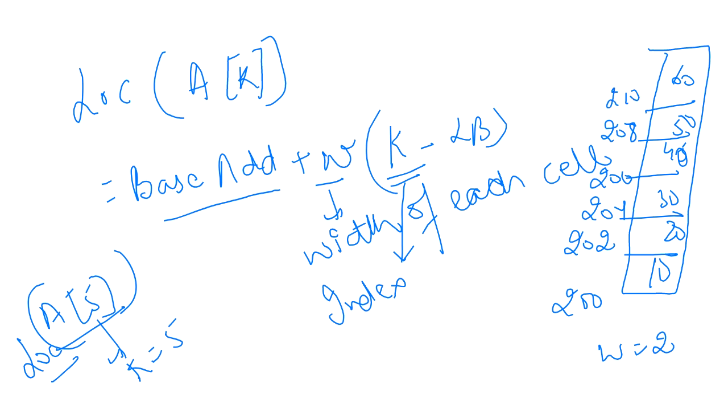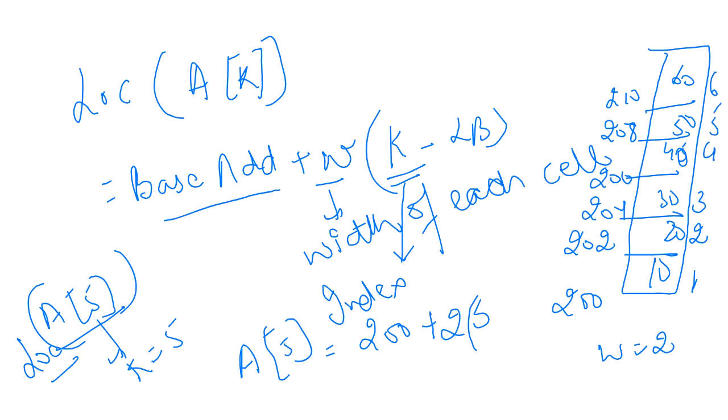Now let us say I want to find the location address of A of 5. The formula is base address, 200, plus width of each cell. I have considered it to be 2 bytes. What is K? K is 5. Now assume that the indexes start from 1. So the lower bound is 1. So 200 plus 2 times 5 minus 1, which is 4, and 4 into 2 is 8, so 208. Look at the fifth index. It is actually starting from 208.